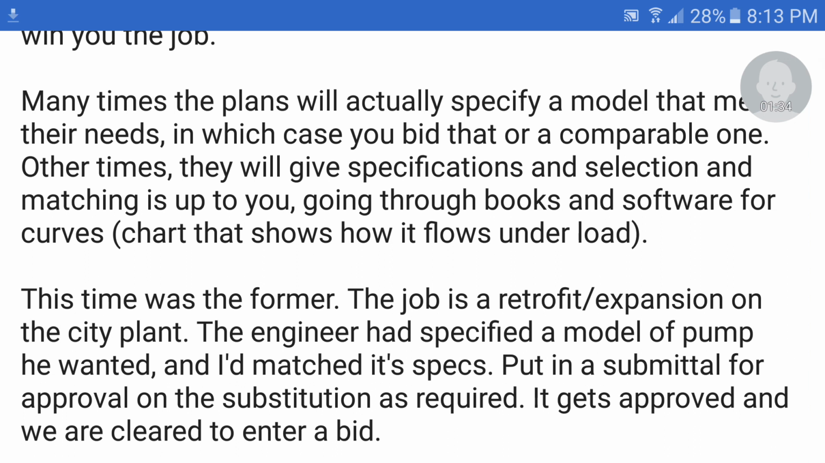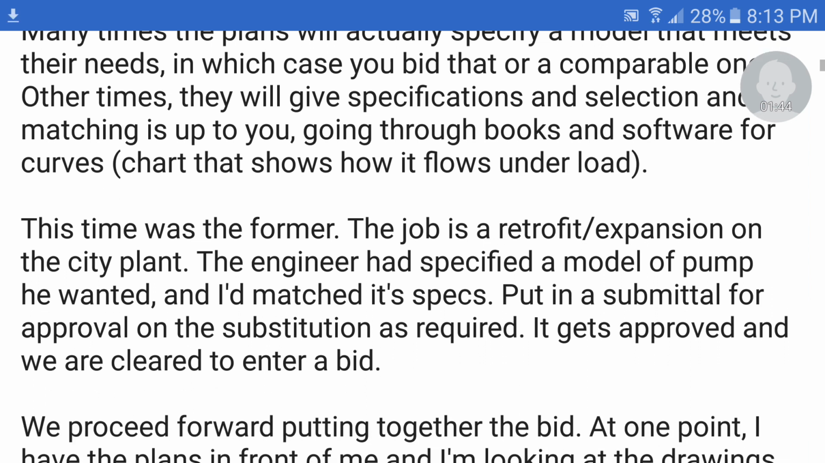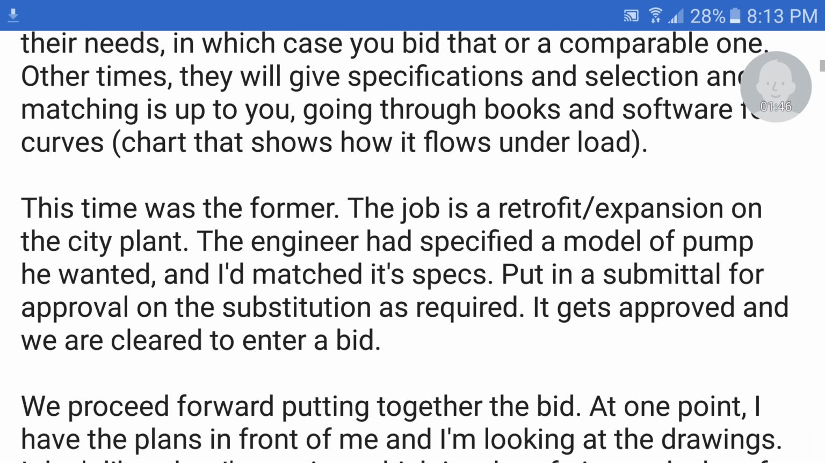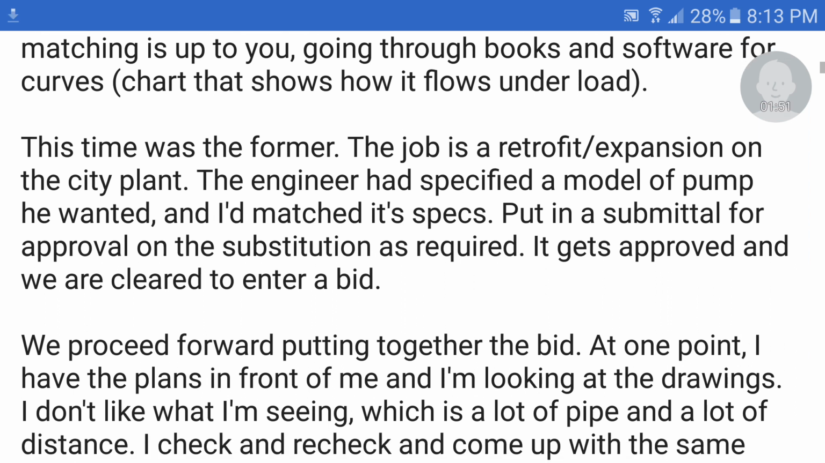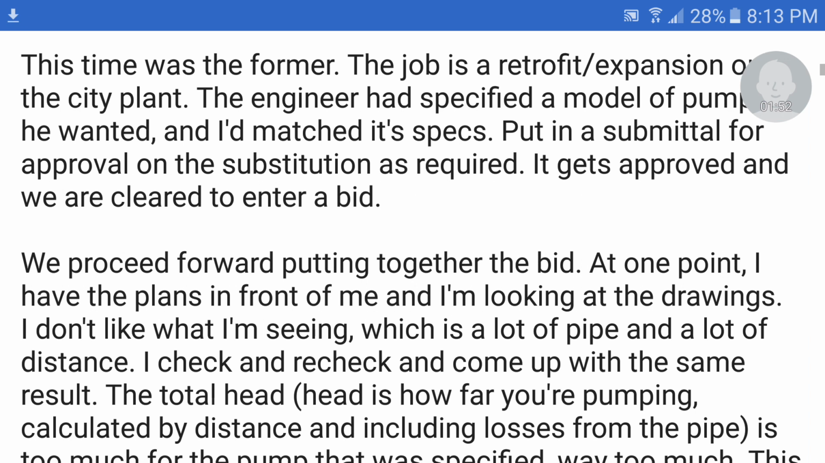The job is a retrofit expansion on the city plant. The engineer had specified a model of pump he wanted, and I'd matched its specs. I put in a submittal for approval on the substitution as required. It gets approved and we are clear to enter a bid. We proceed forward putting together the bid.